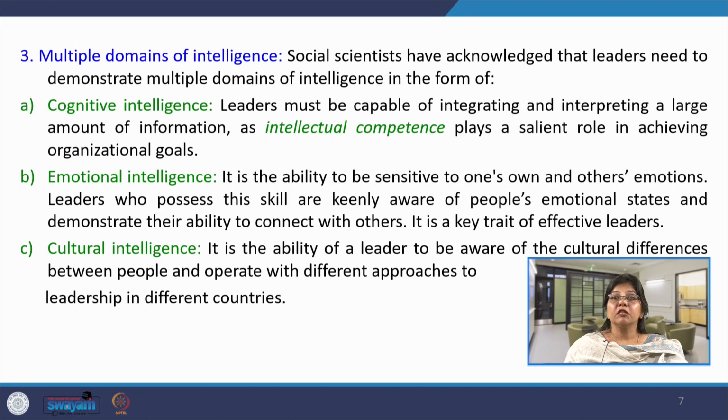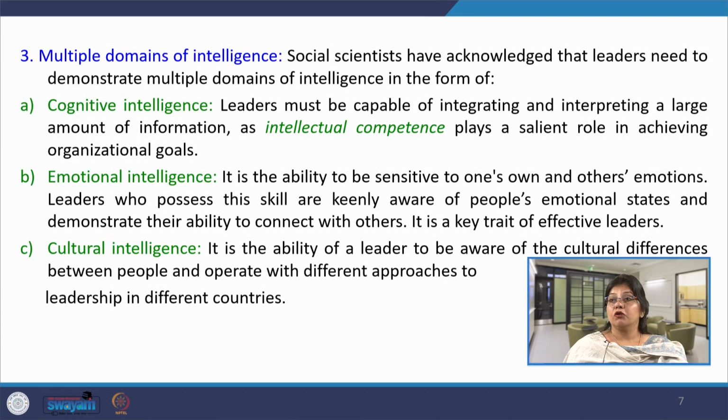And the leaders must be capable of integrating and interpreting a large amount of information. As I mentioned previously, having knowledge about the task, about the goal, will play a very important role in making any leadership very effective. So, this constitutes cognitive intelligence or intellect intelligence, where any leader must have utmost knowledge about his area. He must have that expertise to understand all the intricate issues that exist in executing any goal or any function and how it helps in achieving the organizational goal.